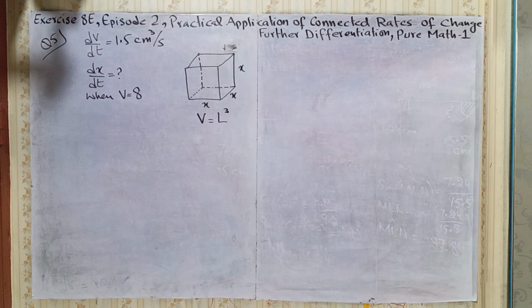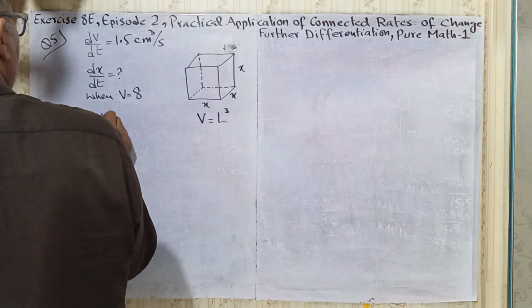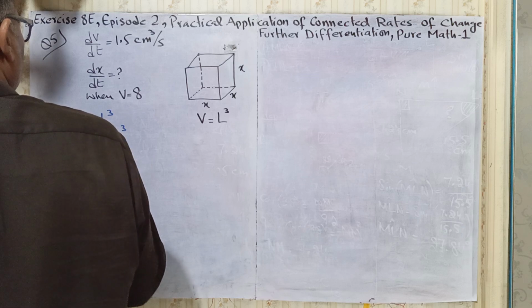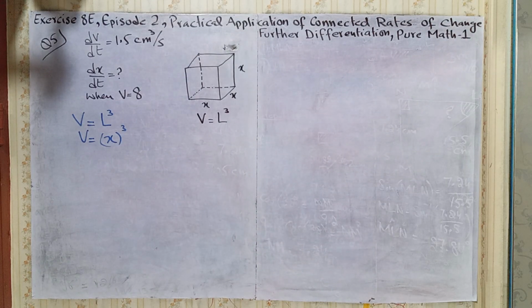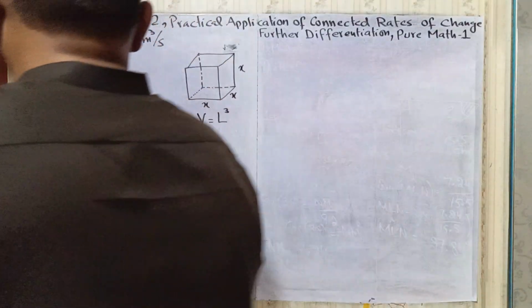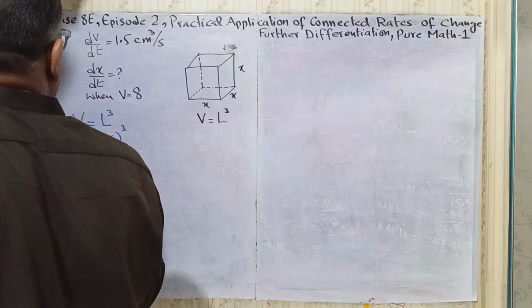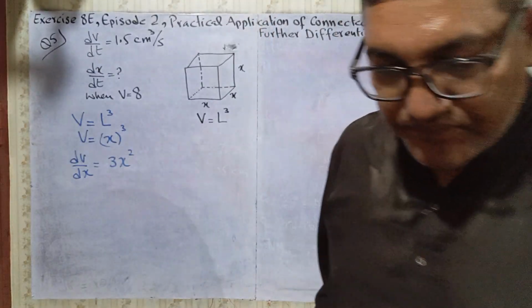Now, very simple. First of all, let me make the formula. You know V is equal to length cube. The volume is given by L raised to power 3, which means the side is x, cube. The volume is equal to x cube. Now I will differentiate both sides with respect to x. So it will become dV by dx equals 3x square. So I differentiated it.